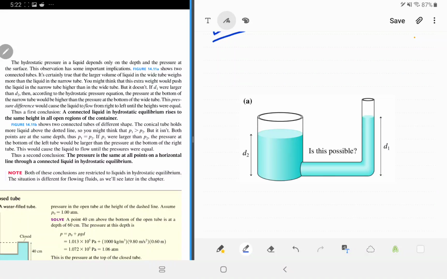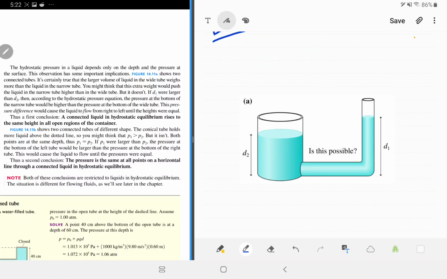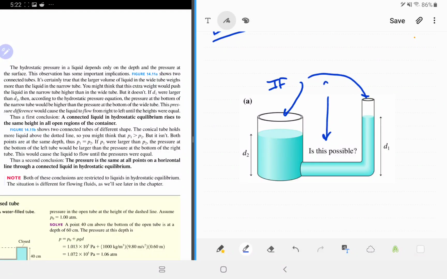A connected fluid in hydrostatic equilibrium rises to the same height in all open regions of the container. So I'm looking at the left right here in the first bolded statement. Based on this picture, the problem is saying, is this possible? The first thing we want to notice is that the water levels are not the same height. And so if these are open to atmosphere, then no, this is impossible.